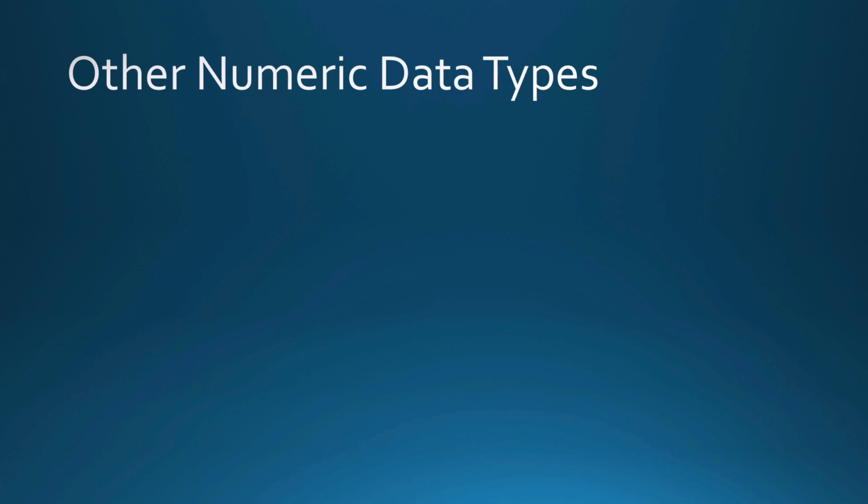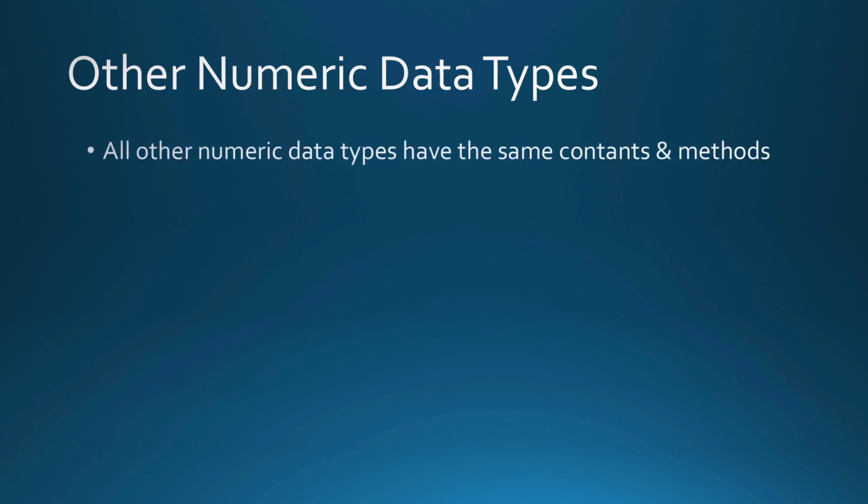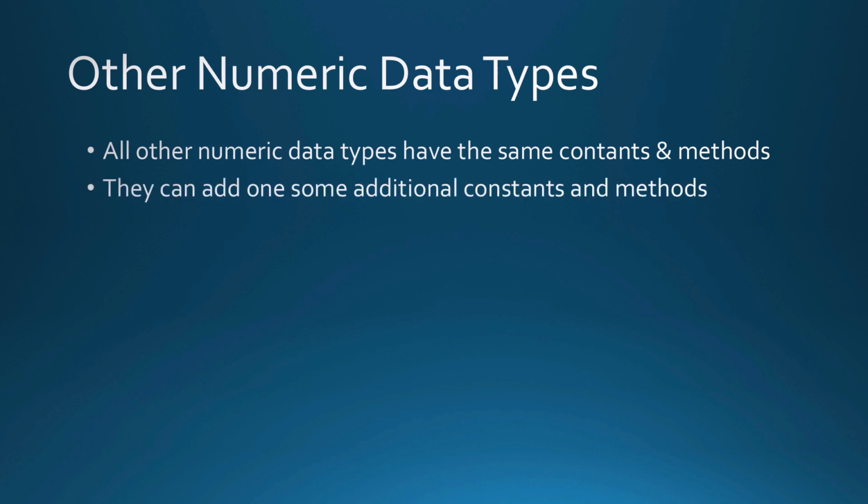I'm not going to go through all the other numeric data types. Looking at int and decimal, you'll get a pretty good feel for what happens with integer type or whole number data types versus those floating point data types. They all have the same constants, the same methods that we talked about, and then they might add on some additional constants and methods just depending on what is needed for that particular data type. So you can look those up yourself in the Microsoft documentation online.